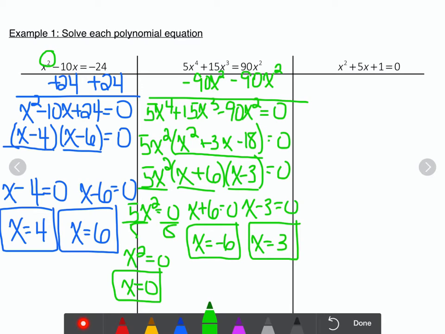For this middle example here, my degree is 4. So that means the maximum number of solutions I can have is 4. And I got 3 solutions. So that means that I'm within the degree of the polynomial.